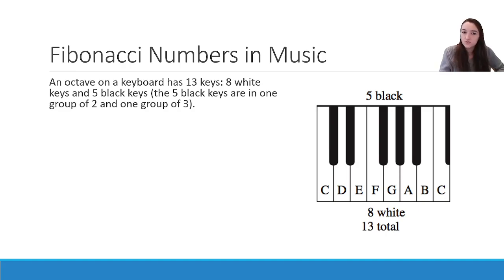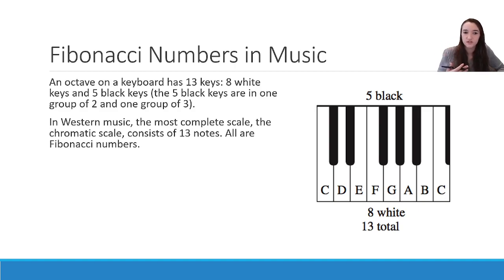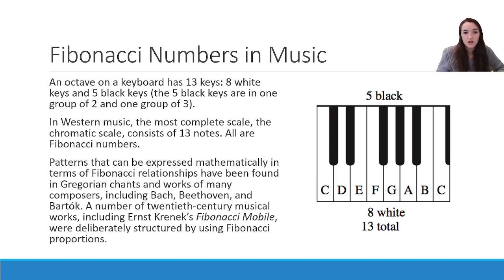We even find it in music. An octave on a keyboard has 13 keys, 8 white and 5 black, all of which are Fibonacci numbers. In Western music, the most complete scale, the chromatic scale, consists of 13 notes, another Fibonacci number. Patterns that can be expressed mathematically in terms of Fibonacci relationships have been found in Gregorian chants and works of many composers, including Bach and Beethoven and Bartók. A number of 20th century musical works, including, of course, one that was named after Fibonacci himself, Fibonacci Mobile, were deliberately structured using Fibonacci proportions.